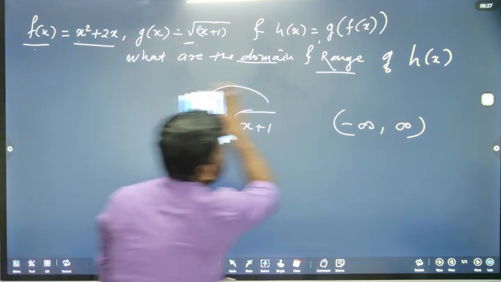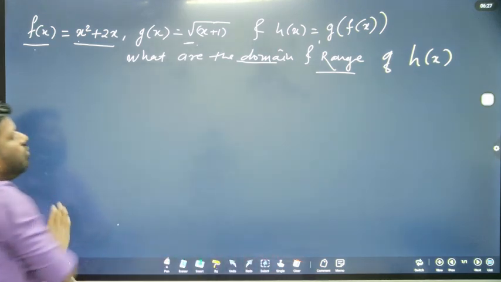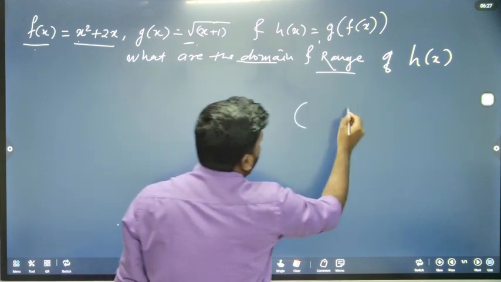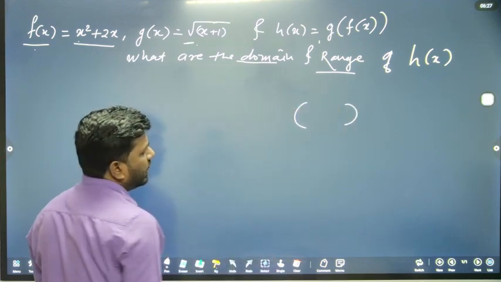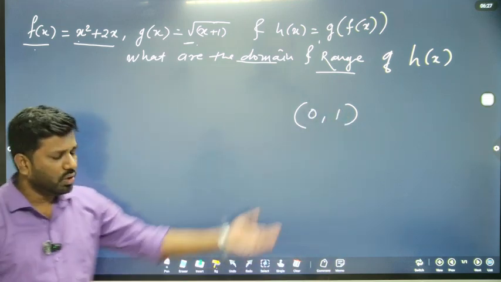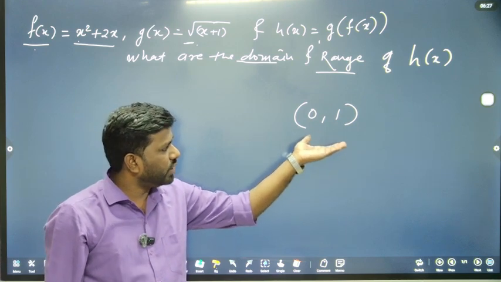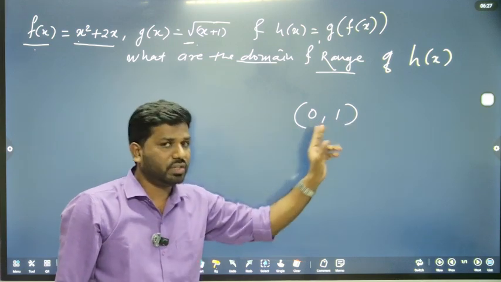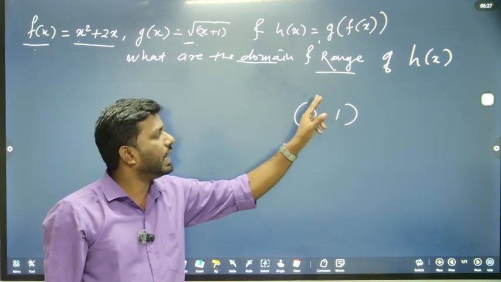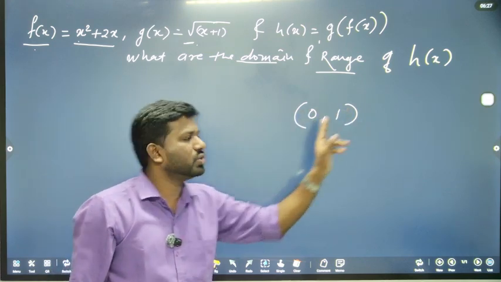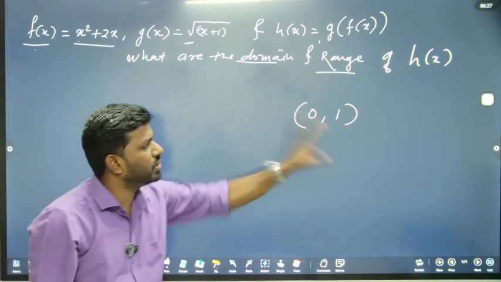Now let's understand the meaning of brackets, because in mathematics we have certain meanings for brackets. This is your open bracket. So if I put some range 0 to 1, what I can say about this range is it can take values between 0 and 1 but not 0 and 1. Alright, so 0 and 1 will be excluded from this bracket.